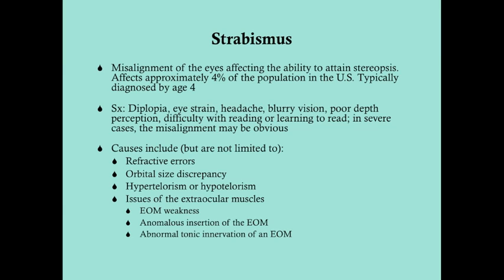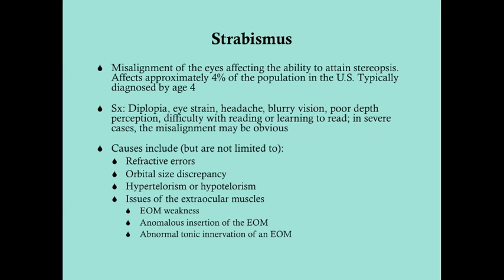So strabismus is a misalignment of the eyes that affects the ability to attain stereopsis, and stereopsis is forming an appropriate image relative to what's around you. And this affects approximately 4% of the population in the United States. Typically, it's diagnosed by age 4. Remember that at 6 months of age, babies should have their first ocular exam, their first exam with an optometrist.